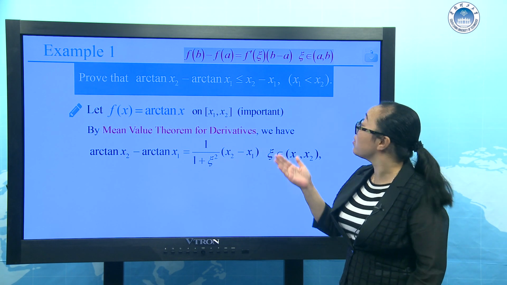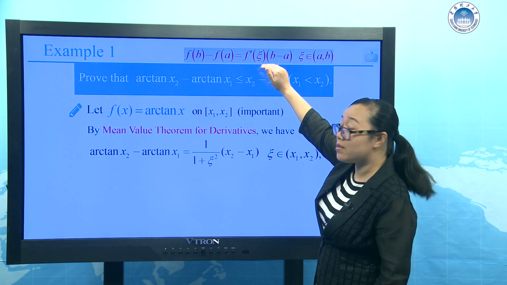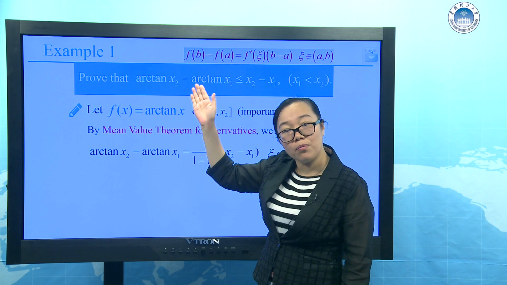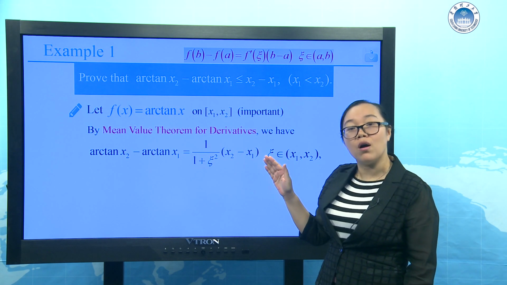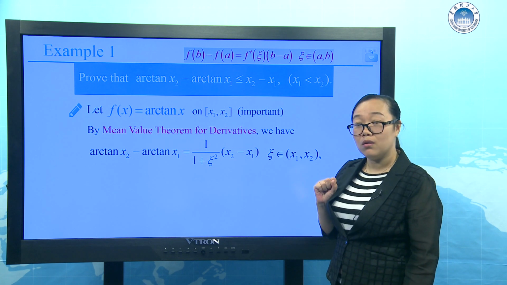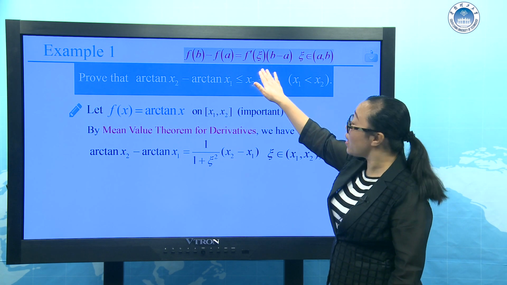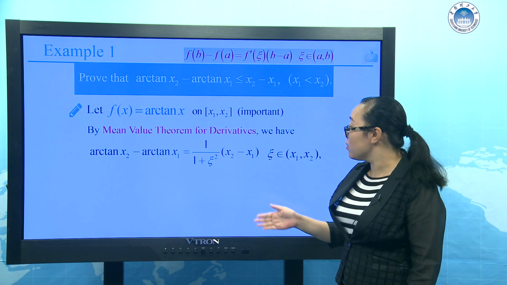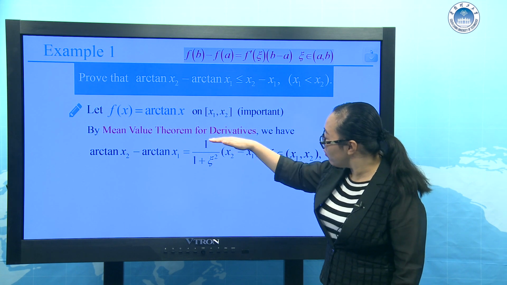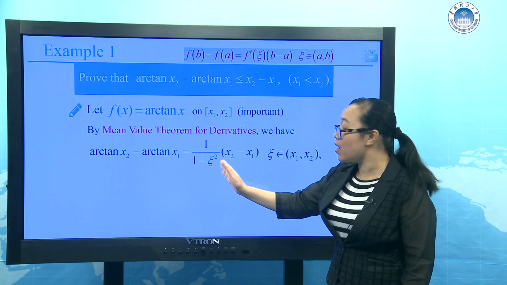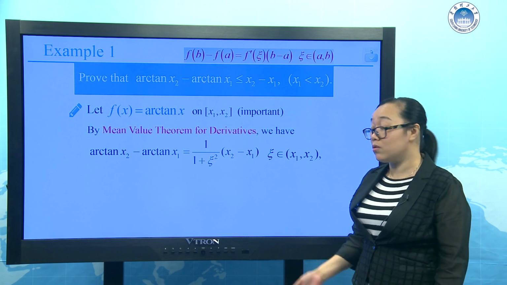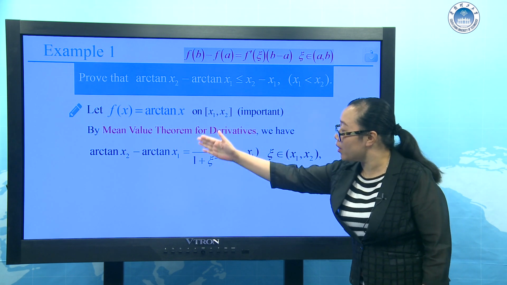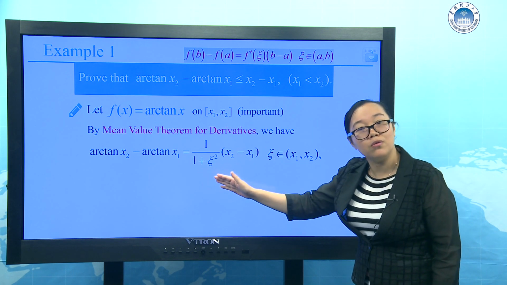So now look at this term, f'(ξ). What is our f? This function. f'(x) equals 1 over (1 plus x squared). So now f'(ξ) means the corresponding variable takes in the value ξ, so f'(ξ) means 1 over (1 plus ξ squared). Pay attention to the step, how to write f'(ξ). From here, we can get some new results.